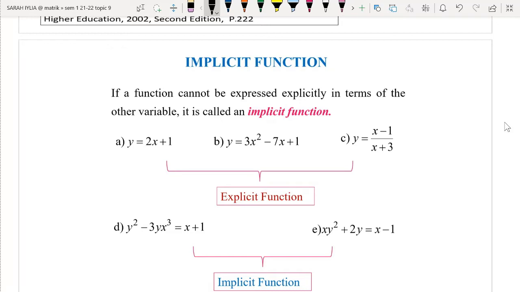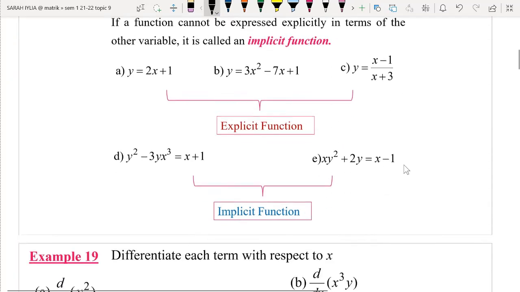So yang atas ni kita panggil sebagai explicit function because we can asingkan, we can separate between two variable. So for example, we want y in term of x. So kita boleh asingkan y dengan x. But then for implicit function, you cannot separate the variable lah, senang cerita. Contohnya D dengan E tu, kalau awak pusing macam mana pun, awak nak buat y in term of x takkan berjaya. Okay, so that's basically differences between implicit function and explicit function.